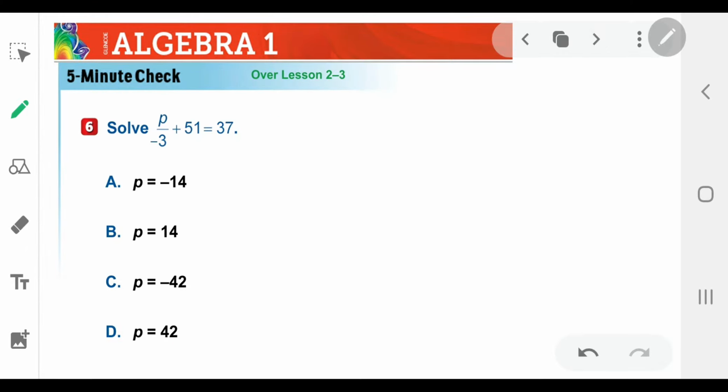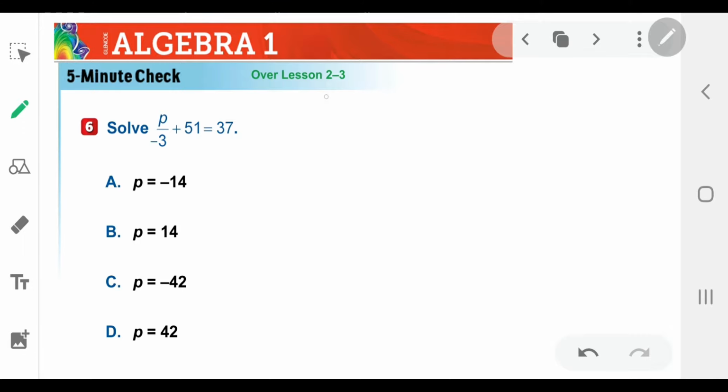And this one, the last one in this quick review, it's a multi-step equation. P over negative 3 plus 51 is equal to 37. Again, an equation includes division and addition, the backpack on your shoulder, and the shopping bag in your hands. Which one to start with?